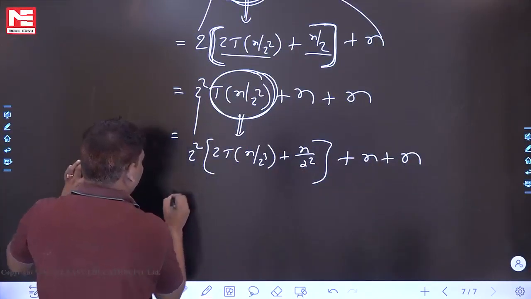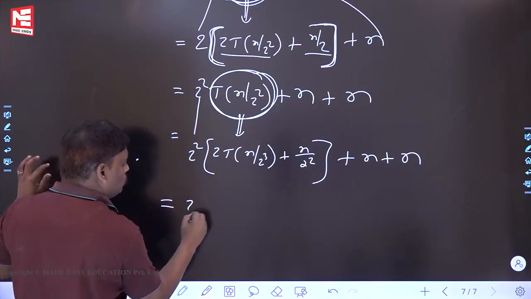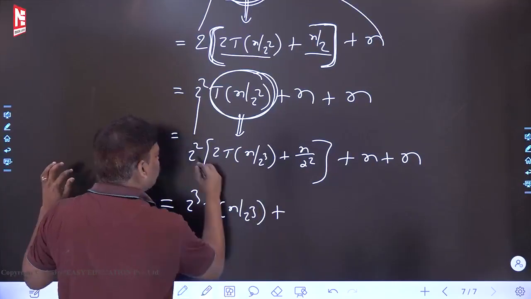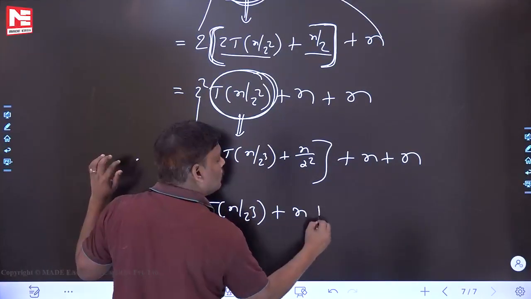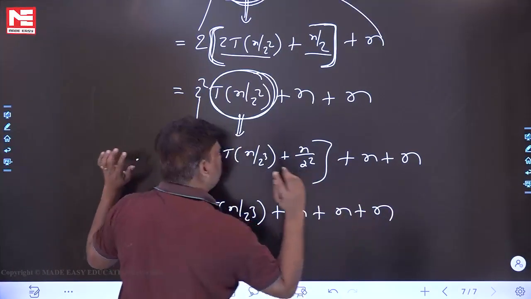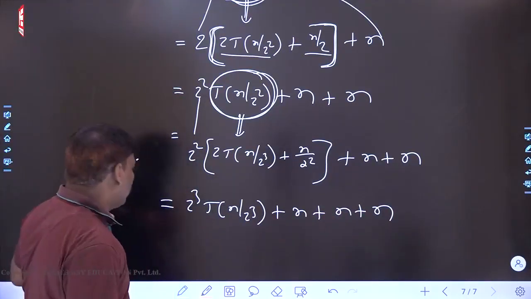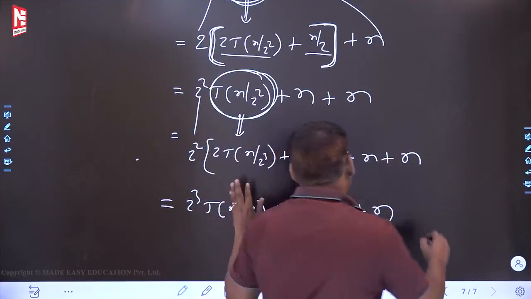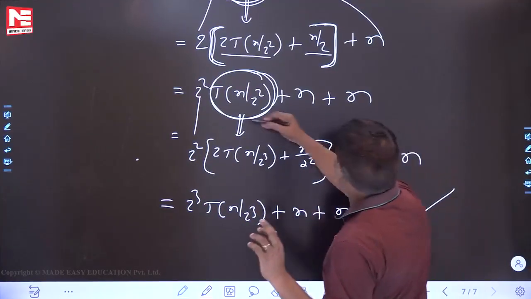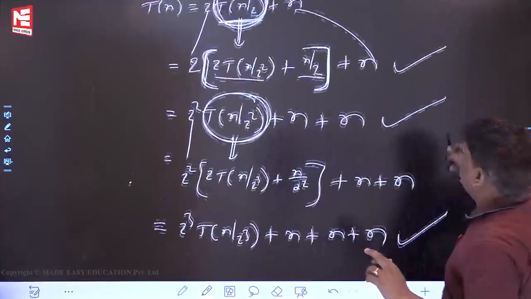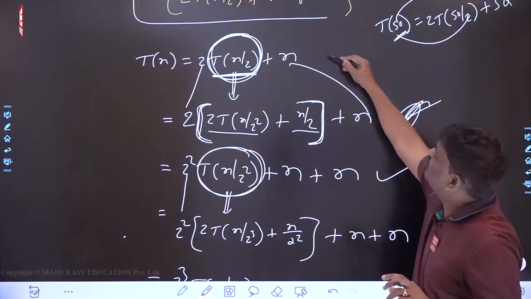Now simplify. If you simplify, 2 square into 2, 2 cube T(n/2 cube), plus 2 square into (n/2 square). I think n, outside 2 n's are there. Outside 2n. It is the third. After the third step is over, this is the answer. After the third step, this is the answer. After the second step, this is the answer. Sorry, after the first step, this is the answer.